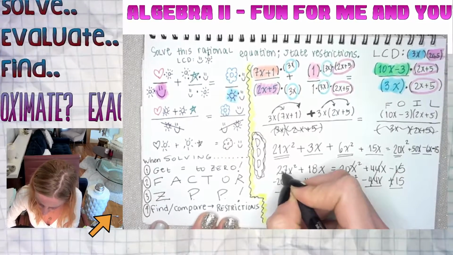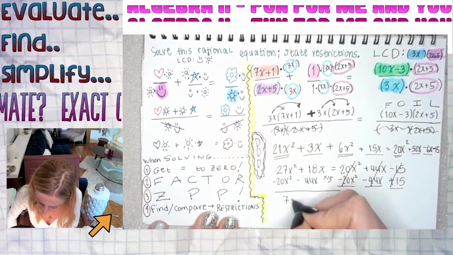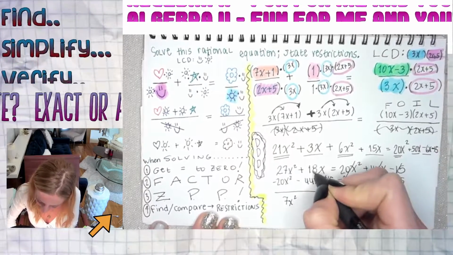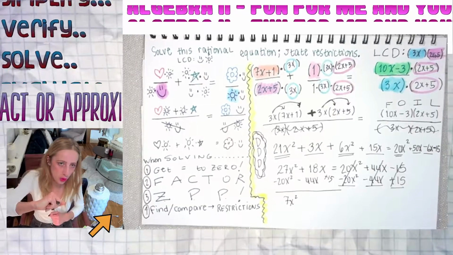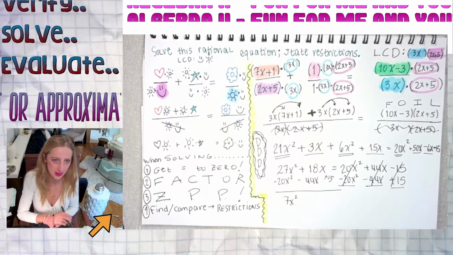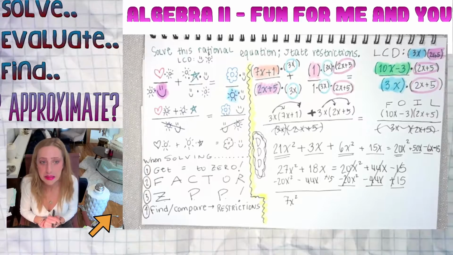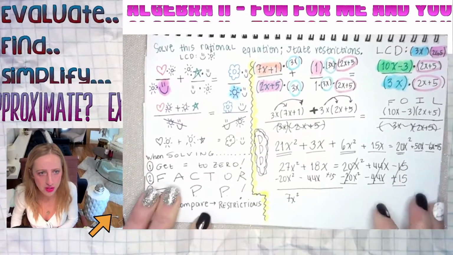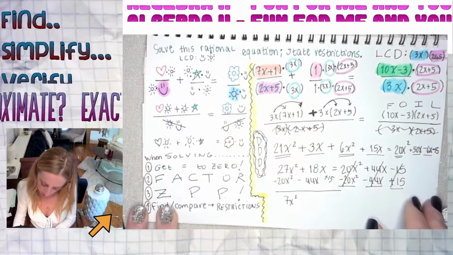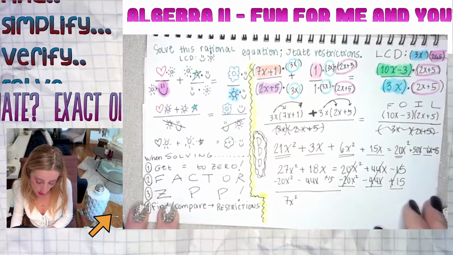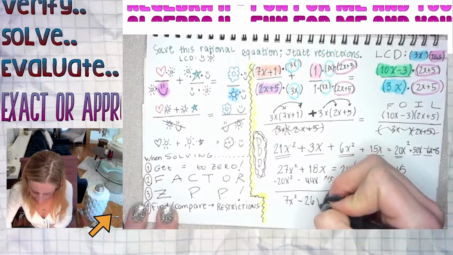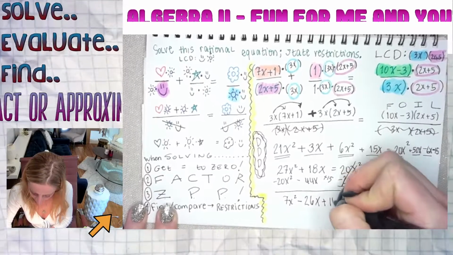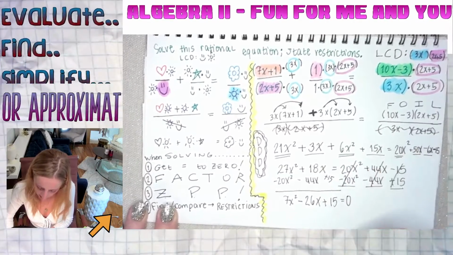What do we get? 27 take away 20 is 7x squared. Positive 18 minus 44 is the same as 44 minus 18, but change the sign. 44 take away 18 is, ooh, I'm shaking the desk, sorry, is what? 44 minus 20 is 24. Add back 2 more, 26. Make it negative. 7x squared minus 26x plus 15 equals 0.